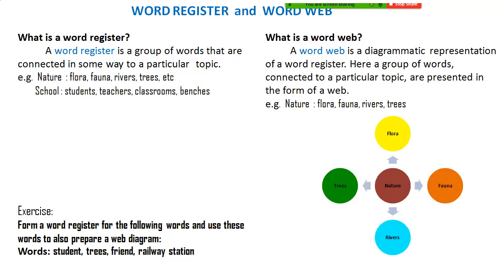For example, if we take the word nature again, you see the web that has been formed for nature. Words connected to nature are again flora, fauna, rivers, trees. But now these words are represented in the form of a web. This is an example of a word web.